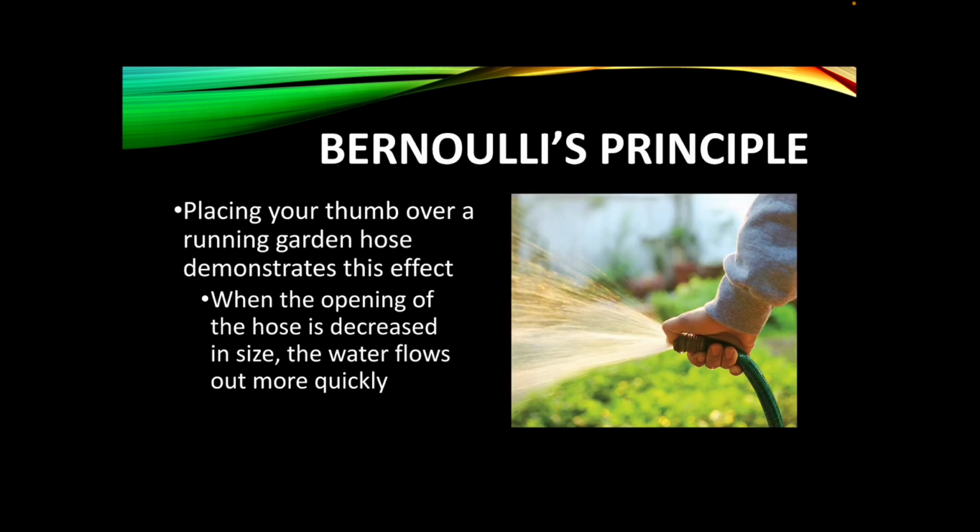So this is what we basically talked about. Placing your thumb over a running garden hose demonstrates this effect of Bernoulli's principle. When the opening of the hose is decreased, like putting your thumb over it, the water flows out more quickly, and that's being shown in the picture.